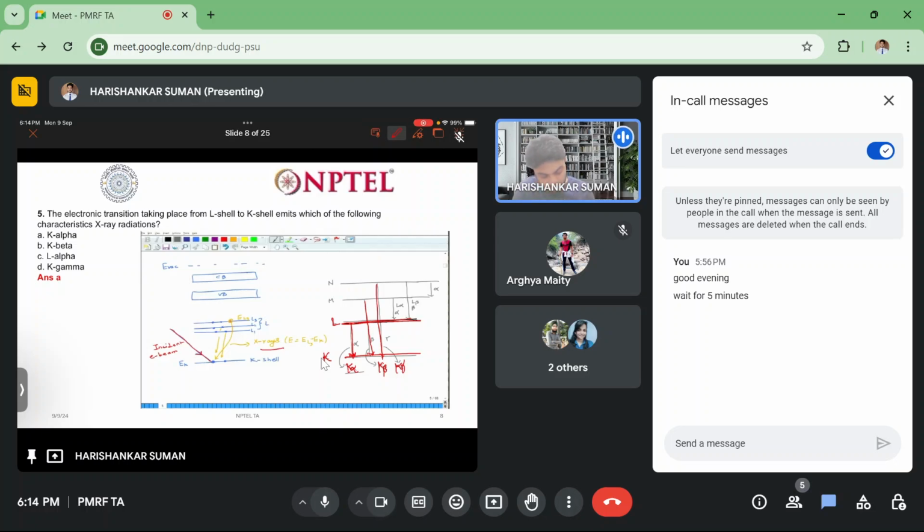And energy we can calculate by this formula respective to the transition, if the incident has photon energy.